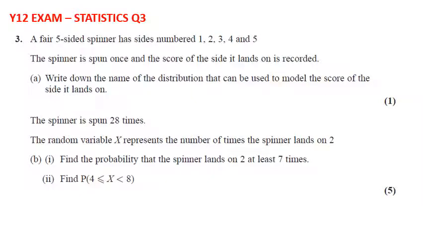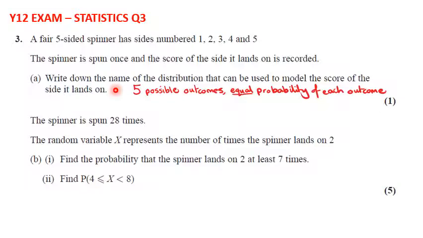Okay, in question 3, we are looking first of all at the name of the distribution to describe when the spinner is spun once. Okay, it's spun once. So the key thing here is we have 5 possible outcomes. Each outcome has equal probability of occurring. So we've got a uniform distribution.